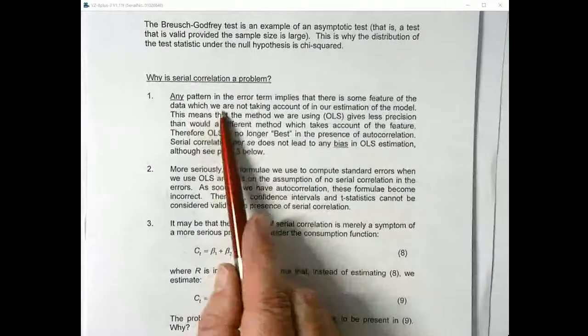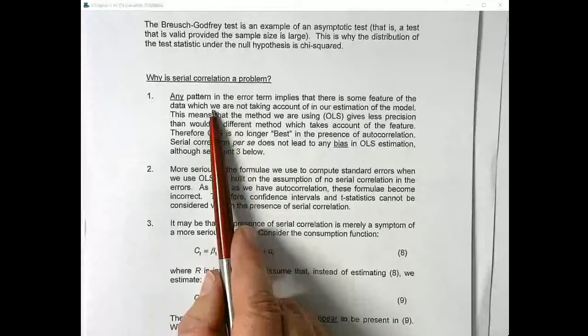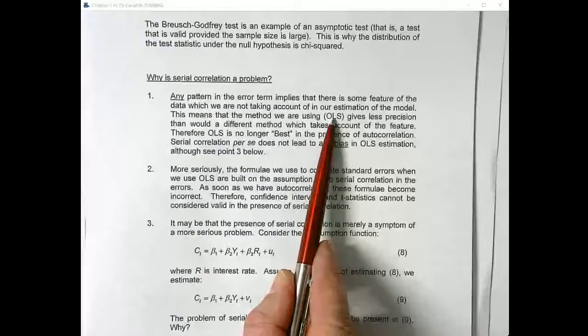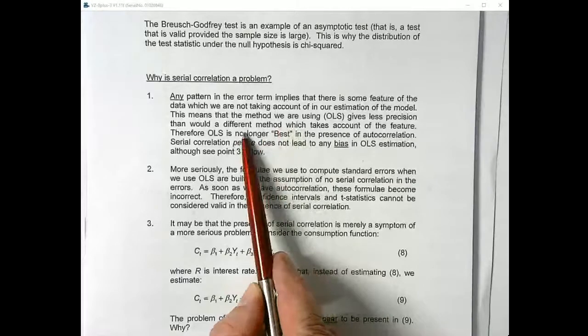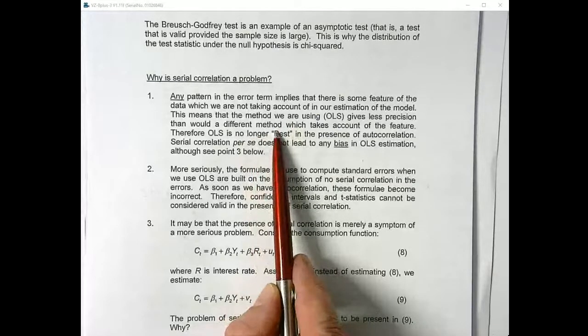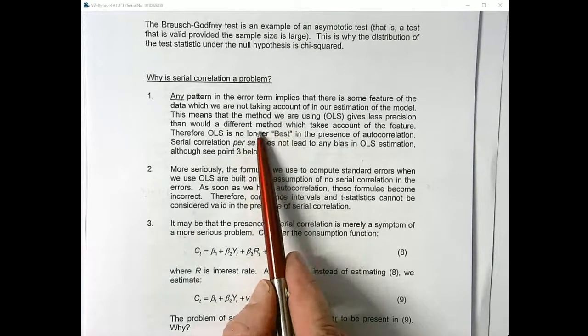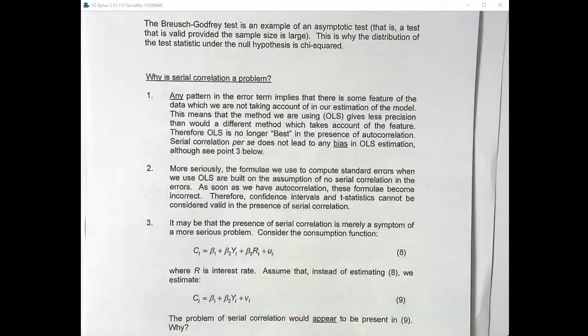This is important. Any pattern of the error term implies that there's some feature of the data which we're not taking account of in estimation of the model. This means that the model that we're using gives less precision than would a different method which takes account of this feature. The argument here is the same as the one we used in the case of heteroscedasticity. There was a pattern there. If we took account of the fanning out pattern, we get a better, more precise estimator.